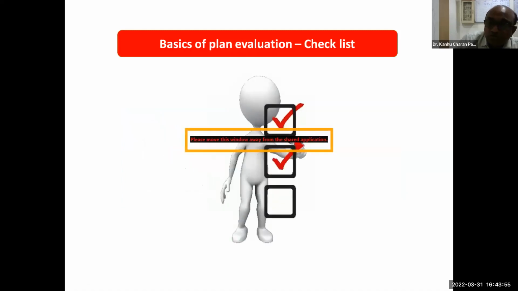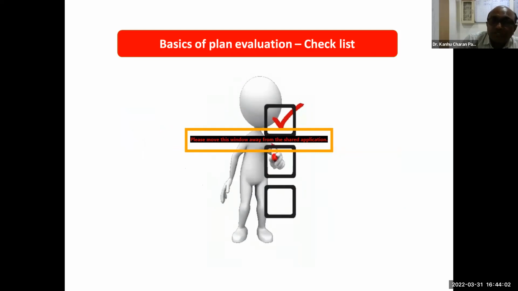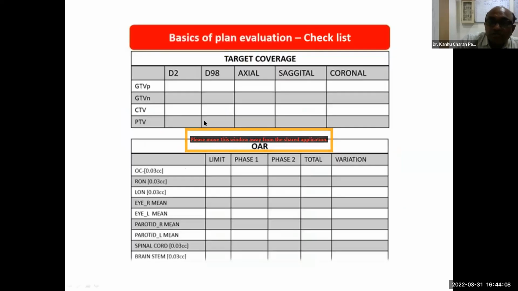If you don't want to miss anything, you always have a checklist. What checklist do you have to do? For every plan, every site, you go for target coverage and OAR coverage. And in the checklist, always put down GTV primary, GTV node, CTV coverage, PTV coverage, the D2, D98 coverage, axial, sagittal, coronal, anything, and you just tick it.